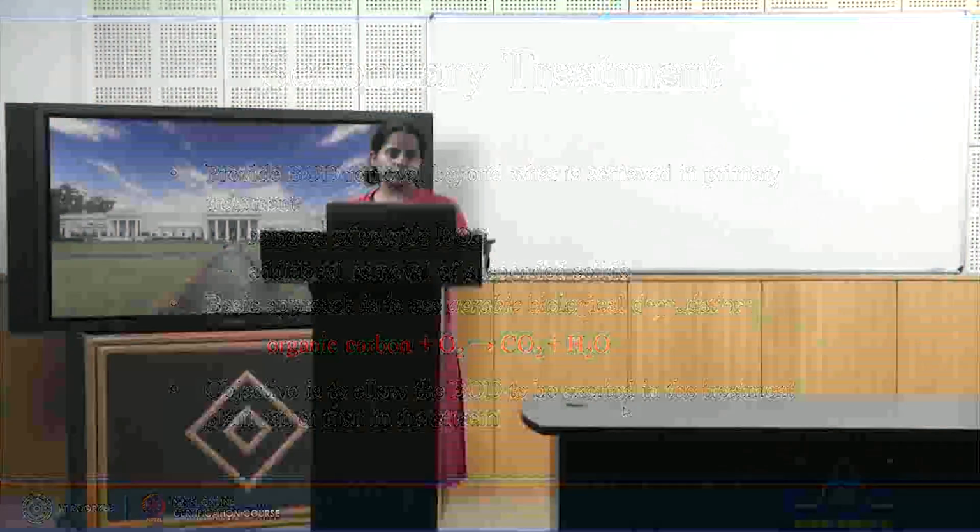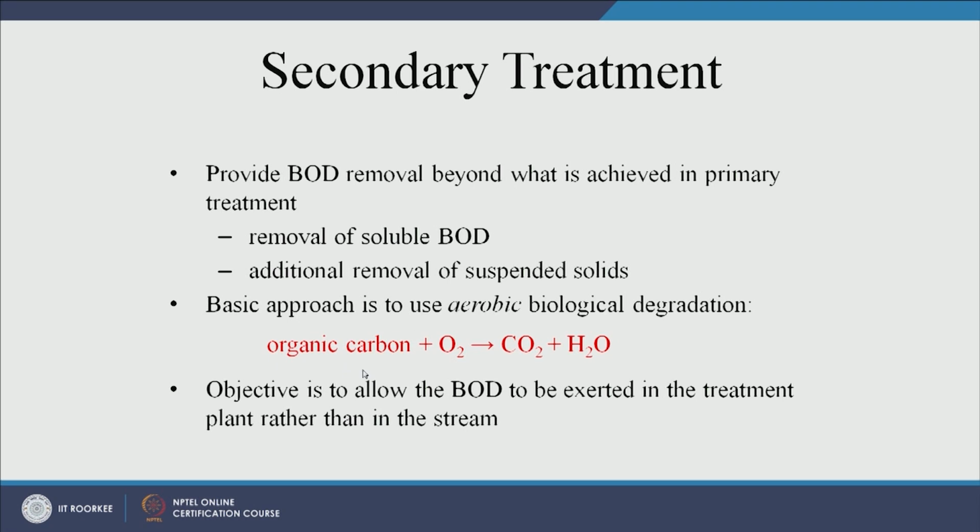and not in the stream. The reason is that if this organic carbon is thrown in the stream, microbes in the stream will try to degrade it using oxygen, and then they will deplete the oxygen in the stream. So the stream will become anoxic or even anaerobic, which is very bad for aquatic life, which is very bad for environmental health. So we want all the BOD to be exerted in wastewater secondary treatment.